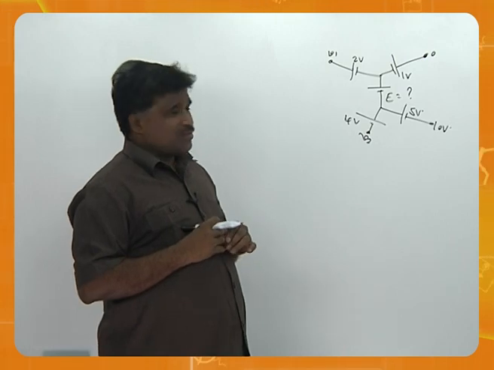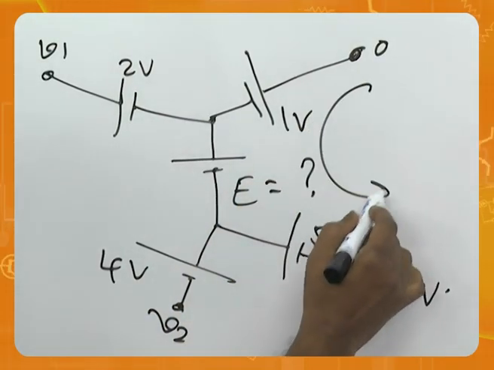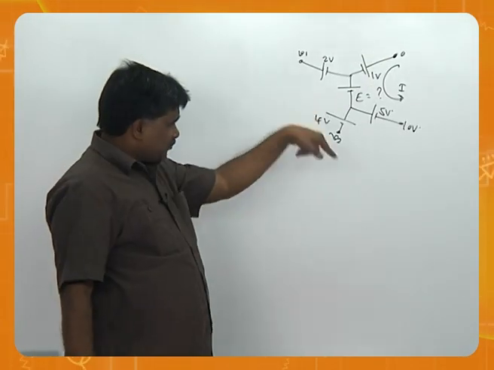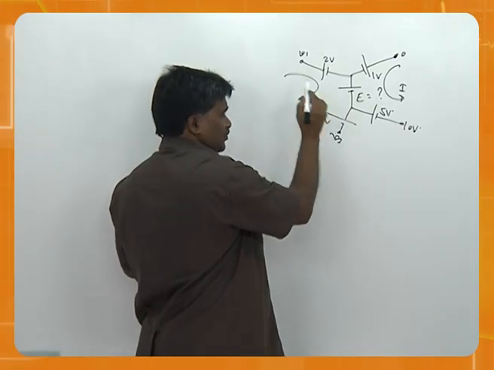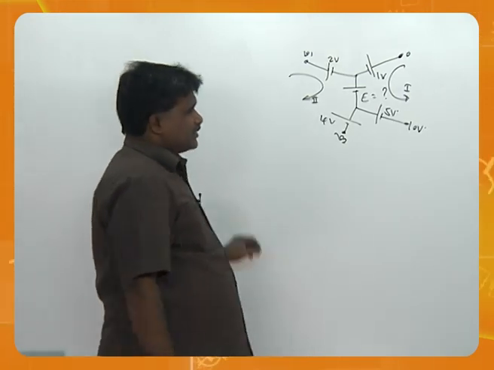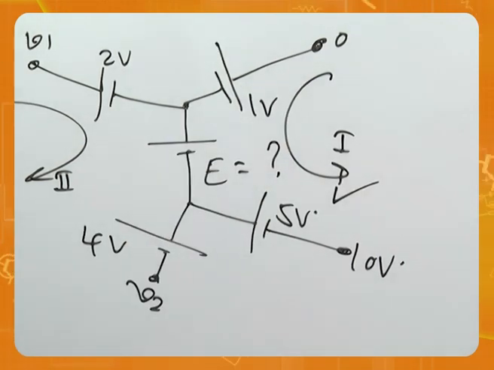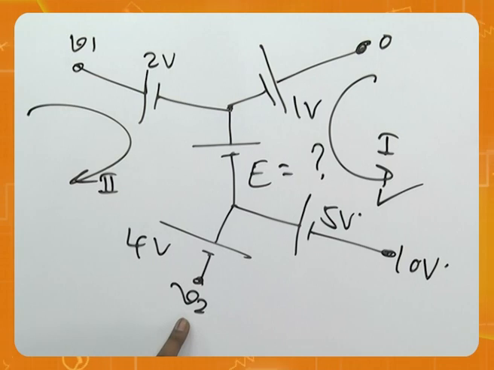Now I am going to ask you which loop is better. See, you can take this loop, say loop 1, and solve for E. Or you can take this loop, again that comes. And which one is better? The first one is better because this voltage are given. If you take this loop, these two are unknowns.